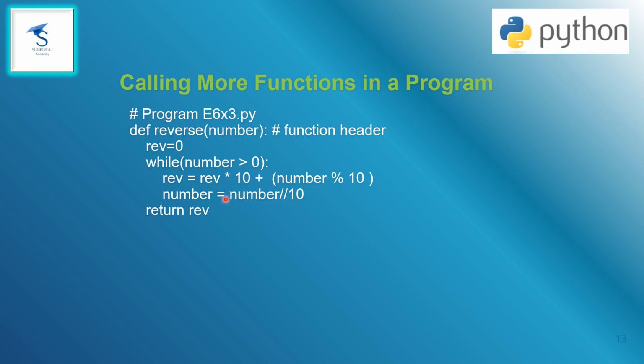Number is 2. Number is greater than 0. So rev is equal to rev * 10. Rev was 1, so 1 times 10 is 10, plus number % 10, which is the remainder of 2 divided by 10, which is 2. So 12. So 21 has been reversed to 12. This is the reverse function.